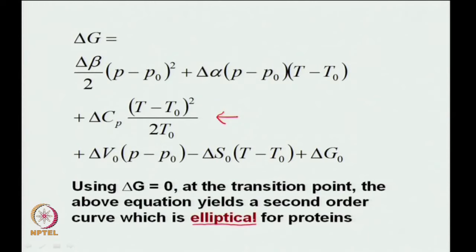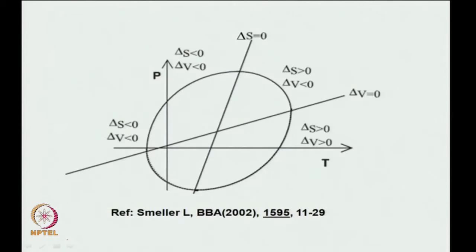You just put in delta G equal to 0 and you will get a relation between P and T, which is an elliptical relationship, and this is how the curve looks. So look at this, do not worry about these two straight lines, but look at this contour, this elliptical contour.